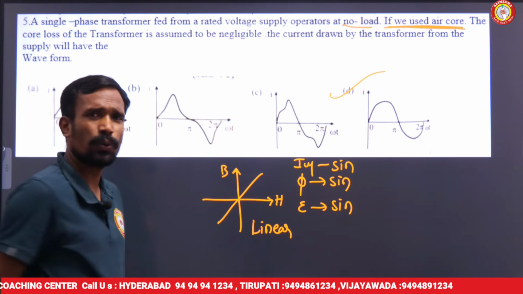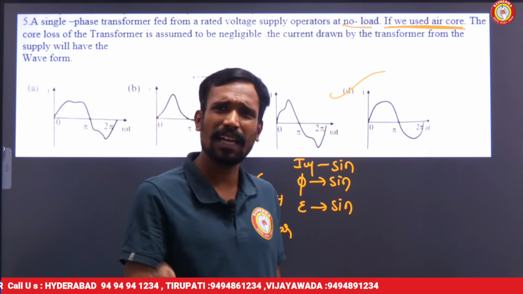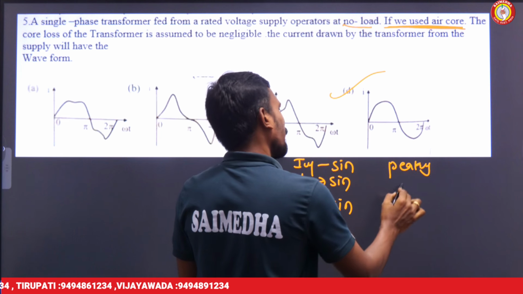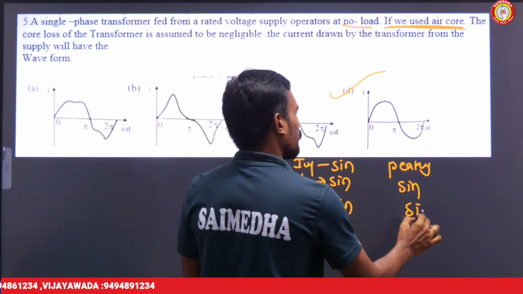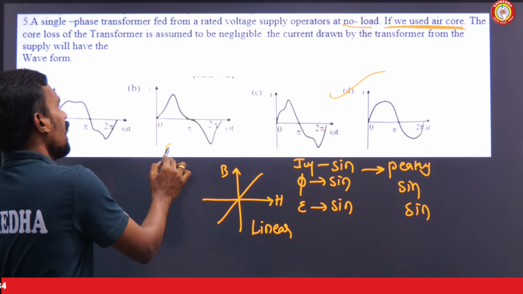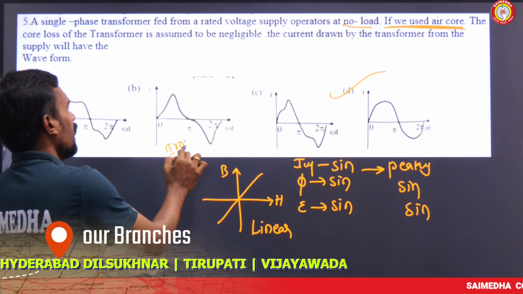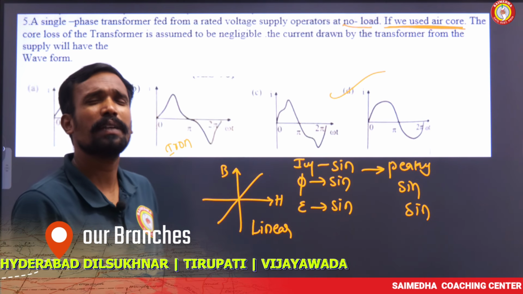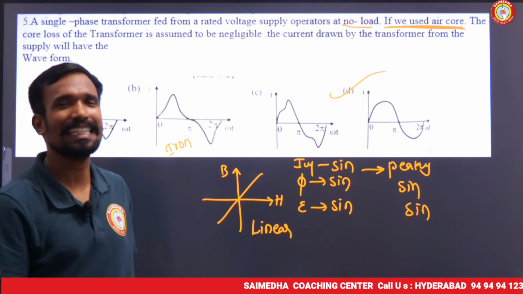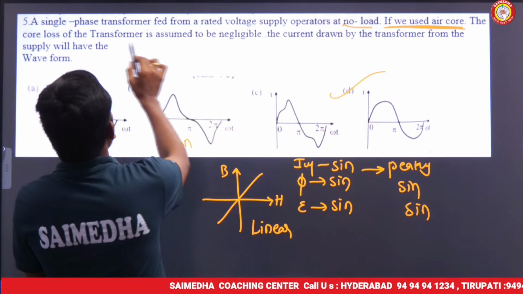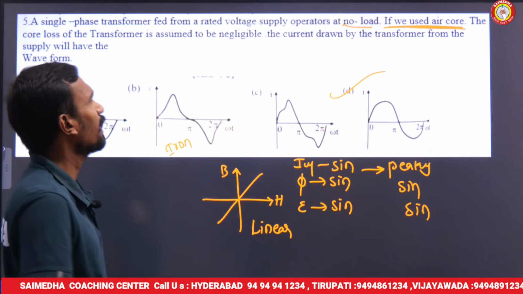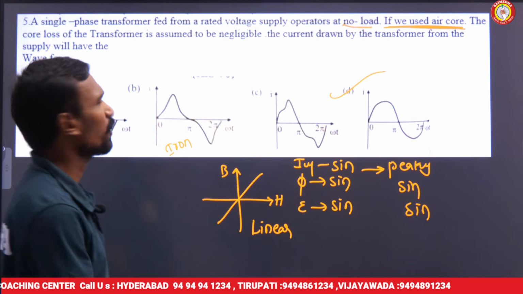If it is an iron core, this should be a peaky wave. Then the flux is sinusoidal, and the magnetizing current should be a peaky wave if it is an iron core transformer. But if it is an air core transformer, it should be a sinusoidal magnetizing current. The current drawn by the transformer should be sinusoidal if it is air core.